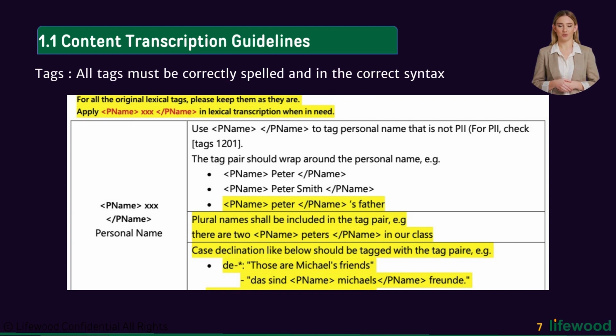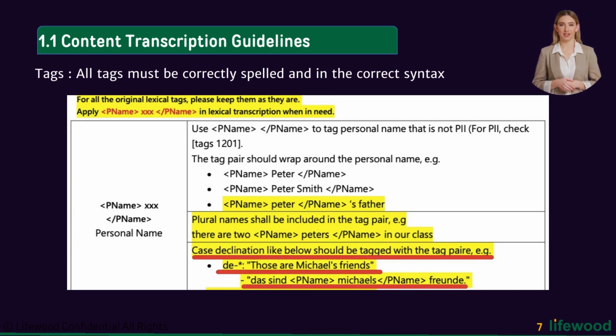The tag pair should wrap around the personal name as shown in the examples below, where we have Peter and Peter Smith in between the personal name tags. If you can see in the third example, Peter is between the personal name tags, followed by apostrophe s father. Plural names shall be included in the tag pair. For example, there are 2 Peters in our class. Lastly, case declination like shown below should be tagged with the tag pairs.